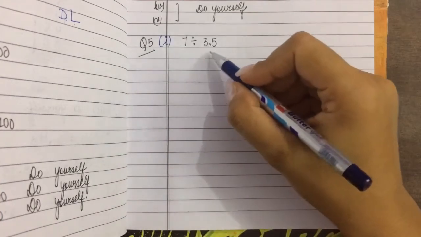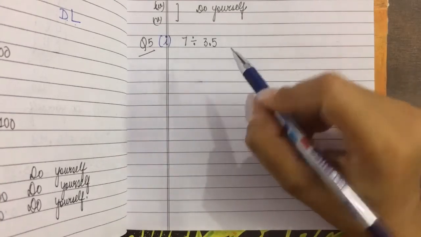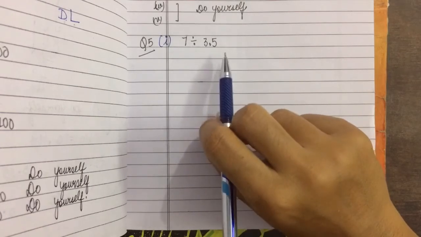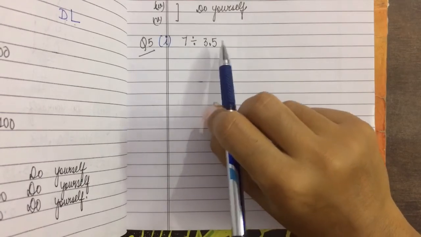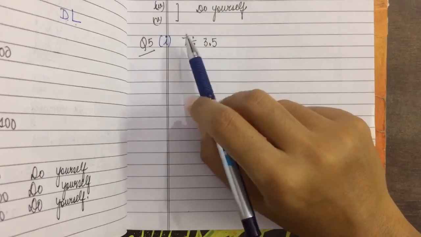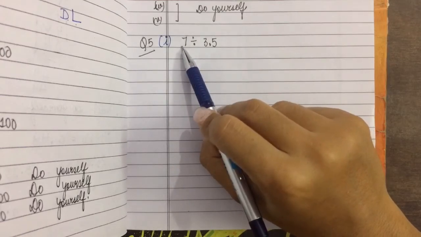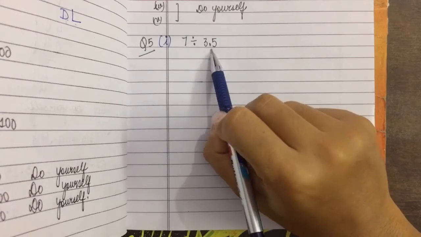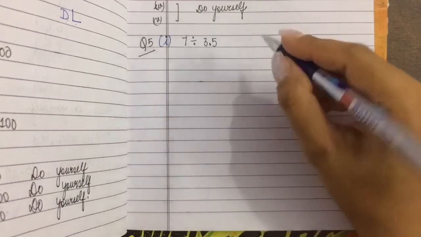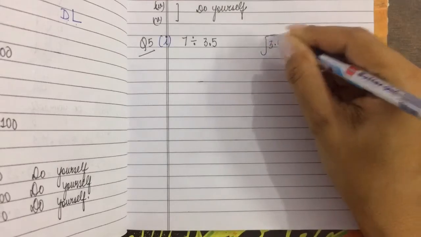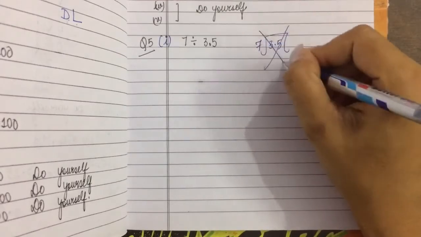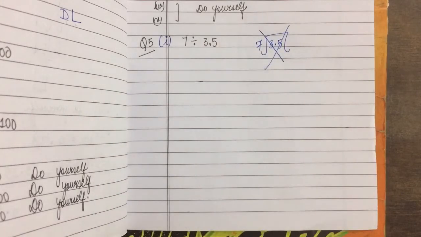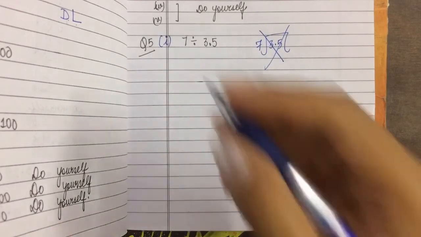First part is 7 divided by 3.5. Remember, this is not the first type. You cannot use direct division. Direct division is used when the decimal number is here, the dividend, and your second number is a whole number. So if you write it this way, this will be wrong. You can only use one method here, and that is fractions.